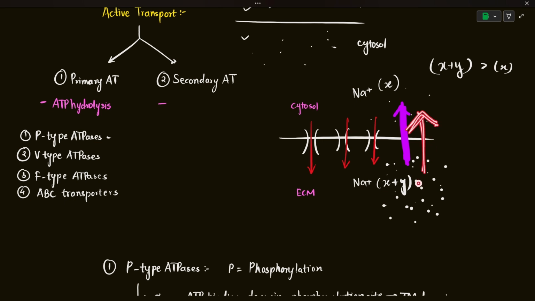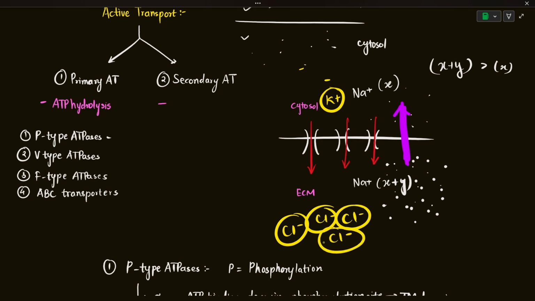So whatever energy is released, let's say that we put that to good use. Let's say that I want to drive the transport of certain other molecules, let's say chloride ions or potassium ions, against their concentration gradients. Let's say that the chloride ions are more in the cytosolic part, and I want to move those chloride ions against their concentration gradient.